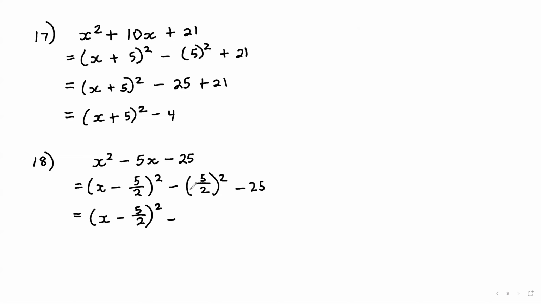Take away. Now, when you're squaring a fraction, you square the numerator and the denominator. So 5 squared is 25, and 2 squared is 4. So it'll be minus 25 over 4, take away 25. I know you all hate fractions, but I'm going to do it anyway.